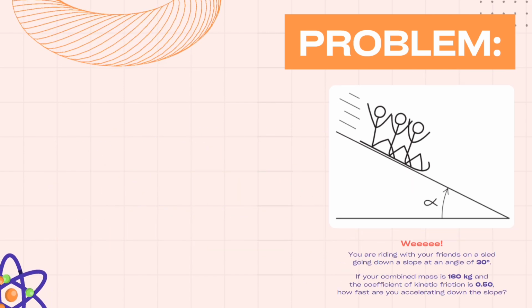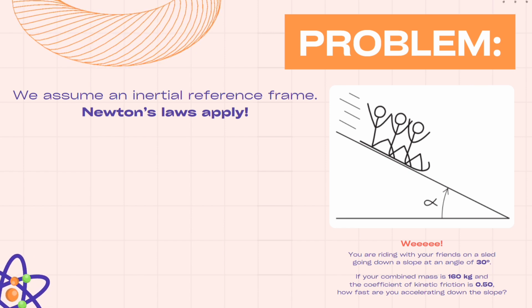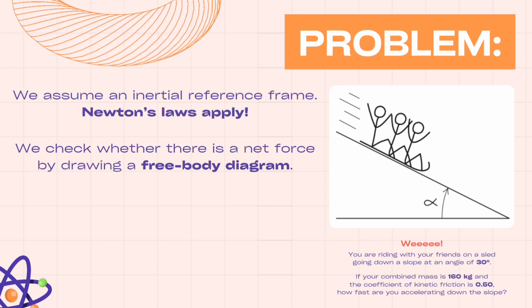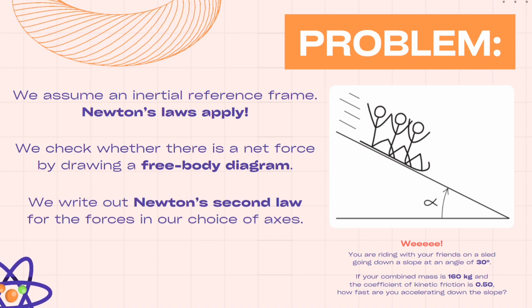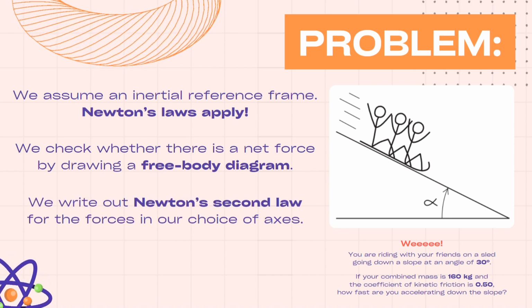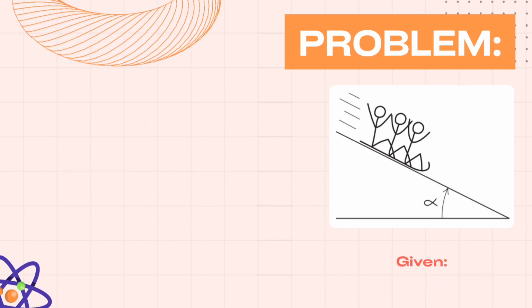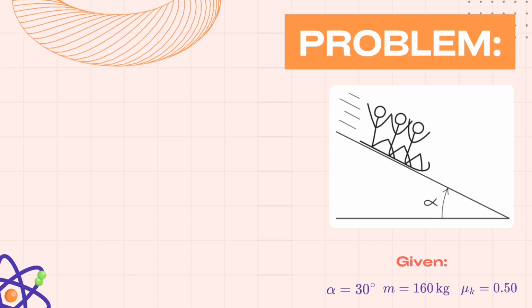So, how do we approach this? So first, we assume an inertial reference frame. Newton's laws apply. We check whether there is a net force by drawing a free body diagram. And finally, we write out Newton's second law for the forces in our choice of axes. Let's first write out our givens: alpha equals 30 degrees, m equals 160 kilograms, and mu_k equals 0.50.